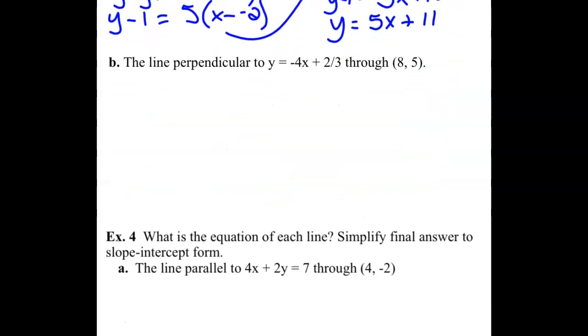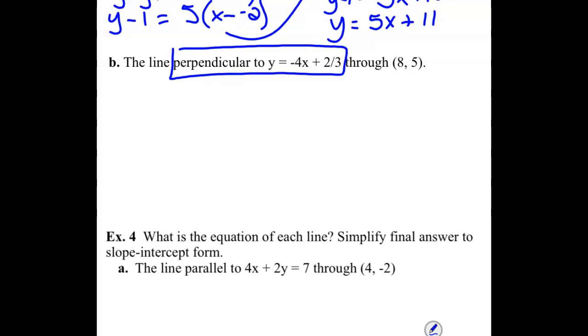All right. The next one says we want a line that is perpendicular to y equals -4x plus 2/3. And it goes through the point 8, 5. So put a box around this. What is that chunk telling us?